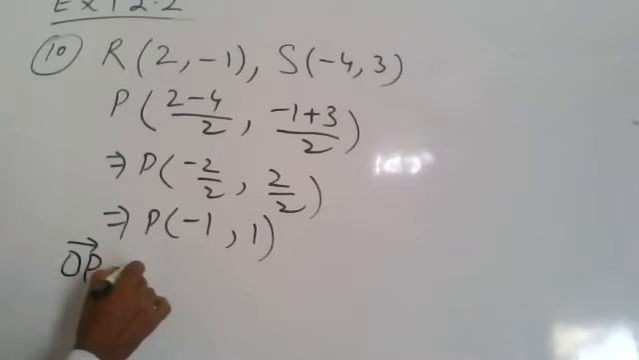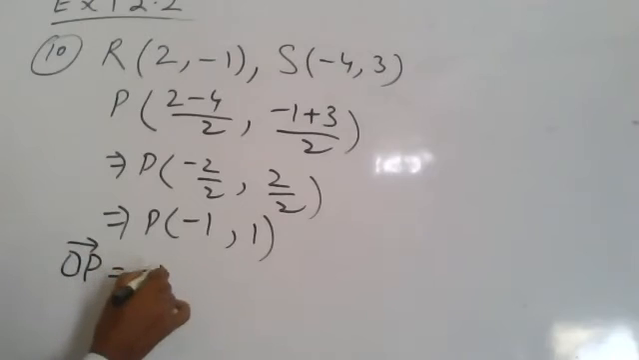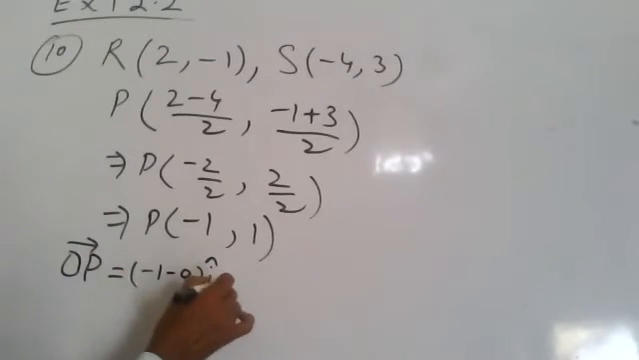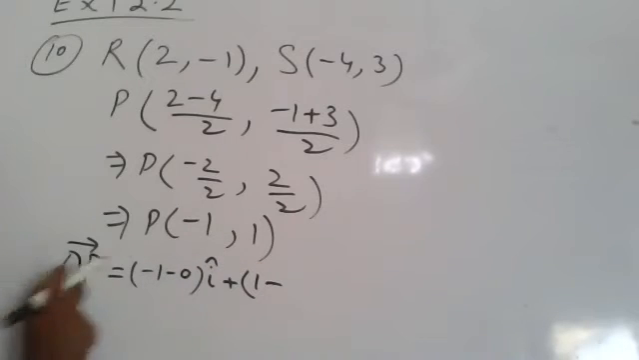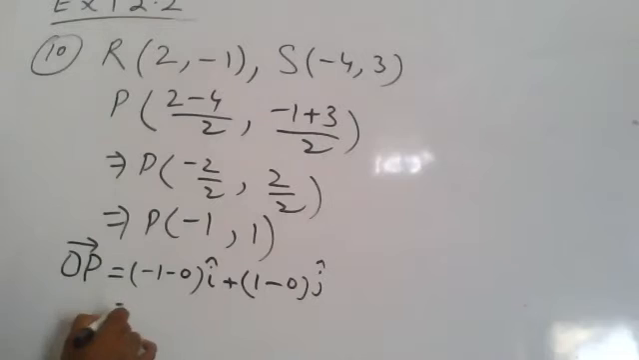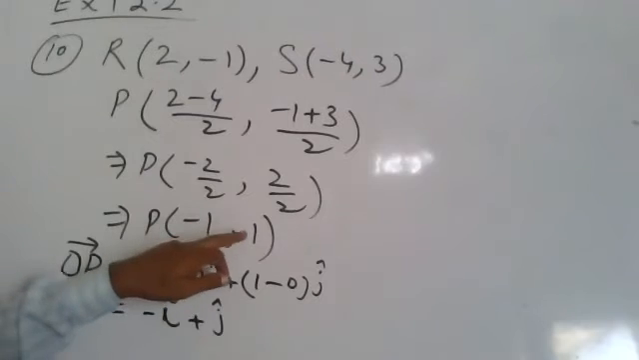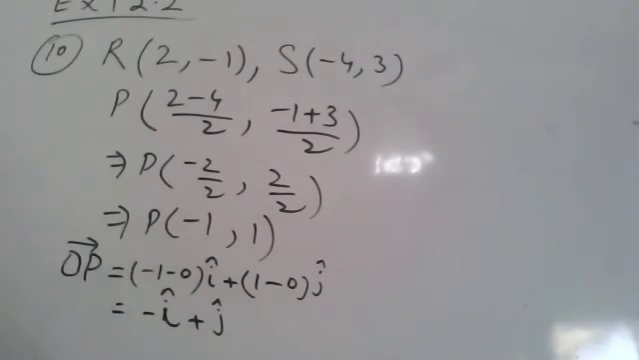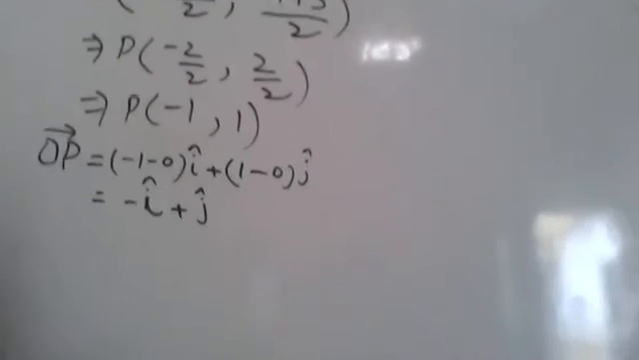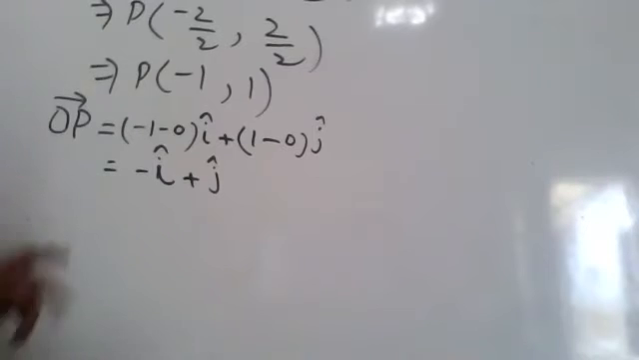So OP will be equal to the component of P minus the component of origin O. So (-1 minus 0) I plus (1 minus 0) J. It will become minus I plus J. So the position vector of any point will be equal to the x component into I plus the y component into J plus the z component into K. Understood? So that question is over.